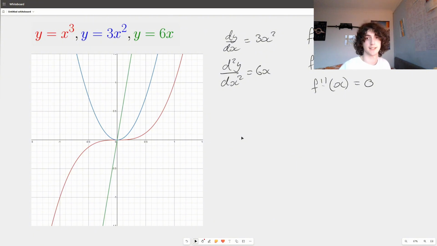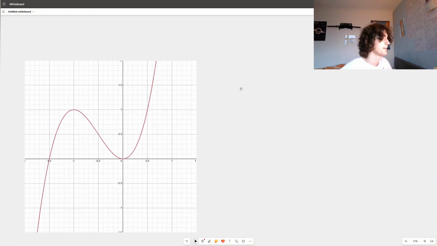So that is the second differential, and that is what it means. It is the rate of change of your first derivative. Another way of thinking about it is the rate of change of the curvature of a curve. So it'll tell you, is a curve curving downwards or is it curving upwards? And this can be very useful. So here we have another curve.